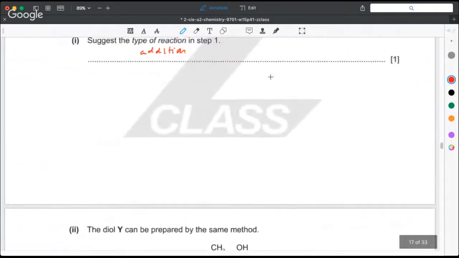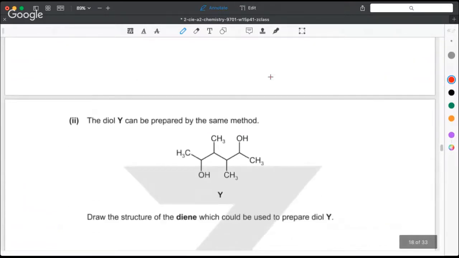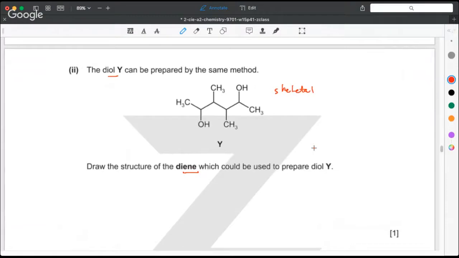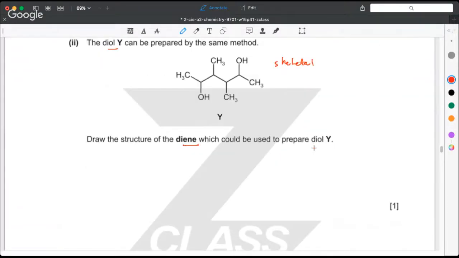Then you've got to go from a diene, two double bonds, to a diol. They've given you a skeletal structure. It takes some mental work to work with skeletal structures. I think it's much easier, just for your own sake, to draw out a structure like this. So this is the diene. We normally draw dienes like that, with a 120 degree bond.